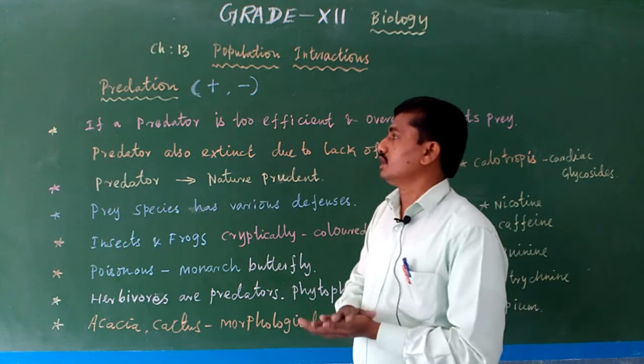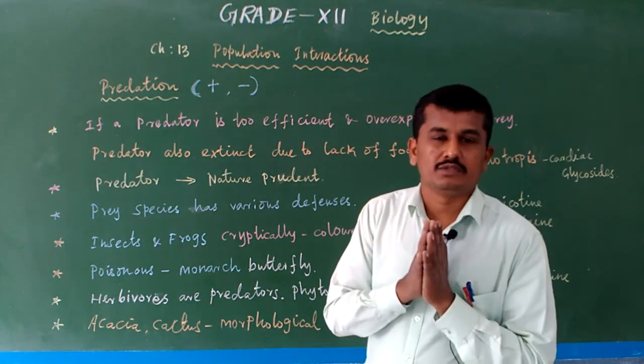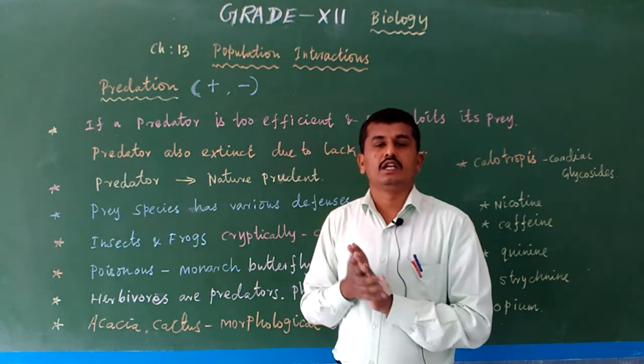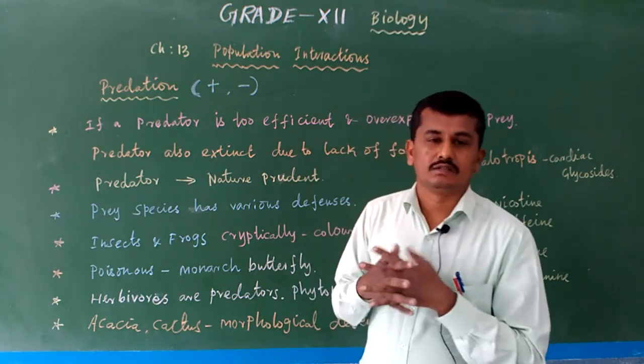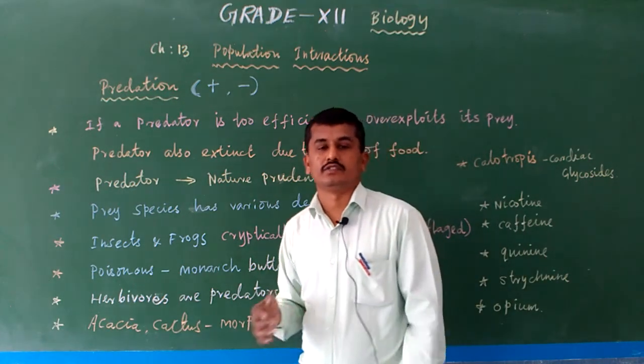Okay, so that is predation. Predation is a type of interaction between two populations, in which one population is benefited and the other population gets a negative interaction. Okay, that is predation.